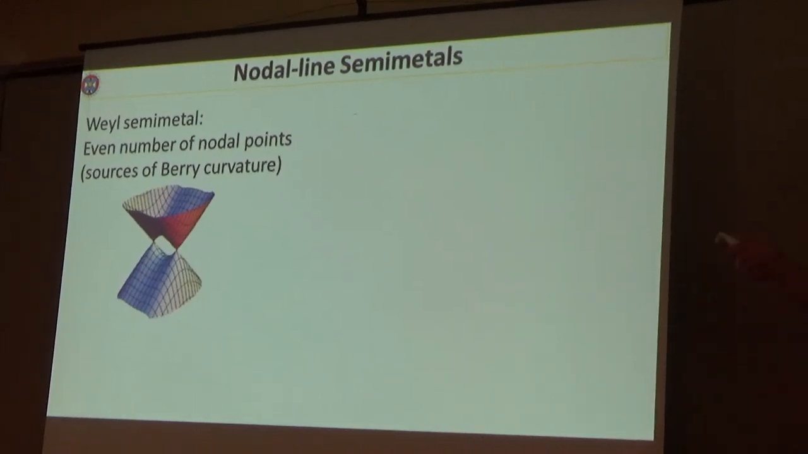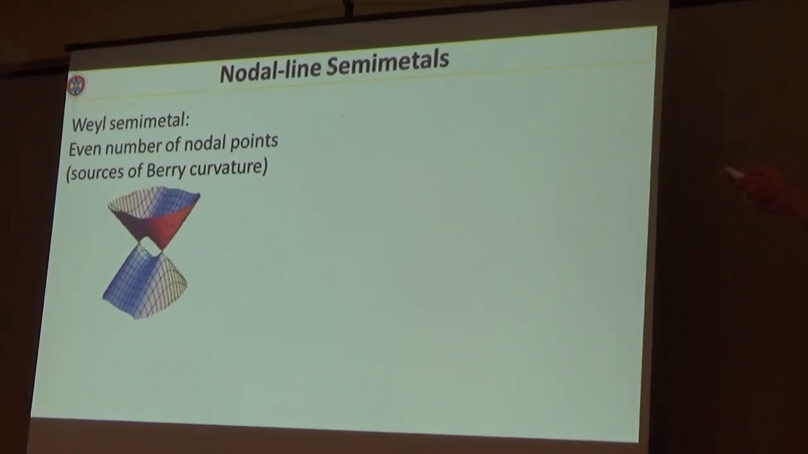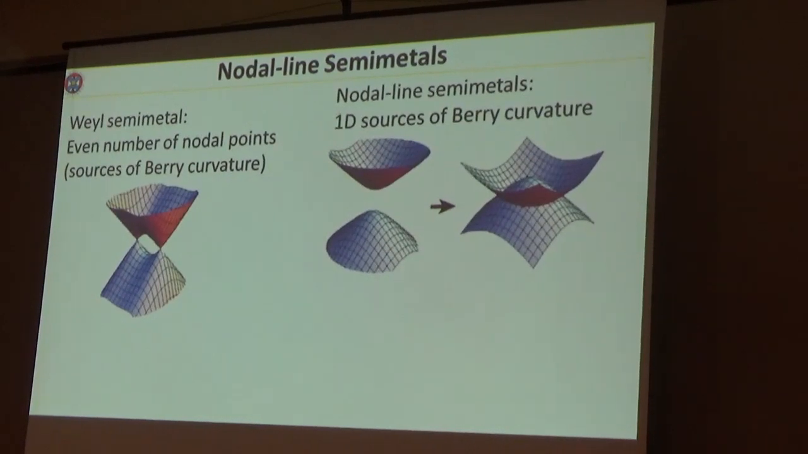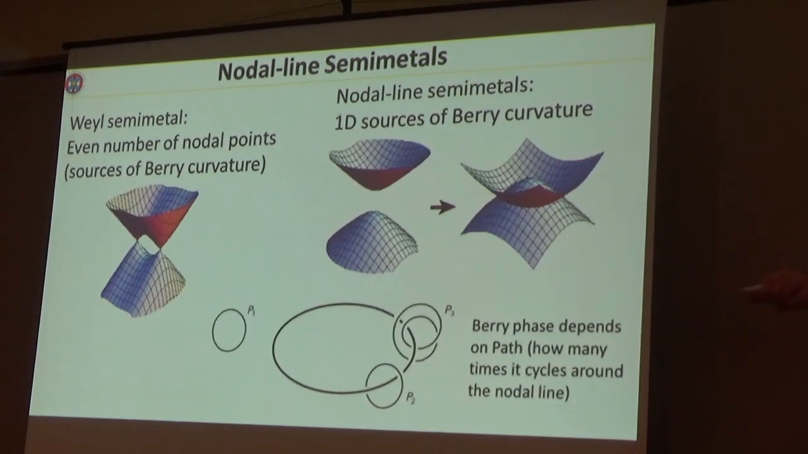Lastly, I'm going to talk about the nodal-line semimetals. So in Weyl semimetals, there's an even number of nodal points, an even number of Weyl fermions. So this can be generalized to one-dimensional sources of Berry curvature, that is lines or loops or whatever. And depending on the path that we take in parameter space, then we pick up a different Berry phase. And this has many interesting applications. And these are state-of-the-art materials that have only very recently been discovered.